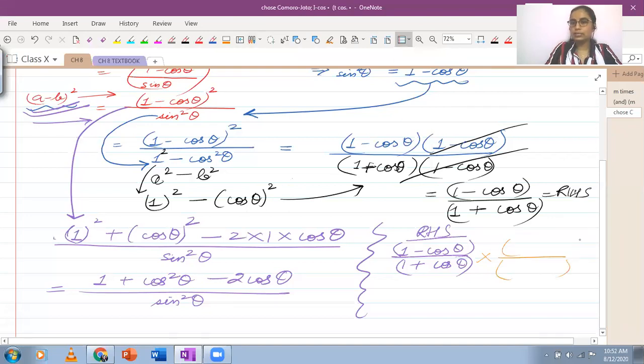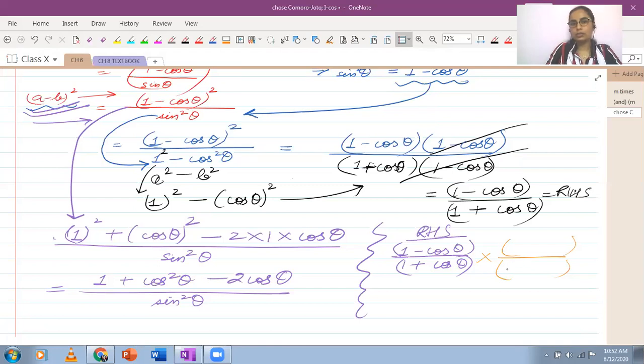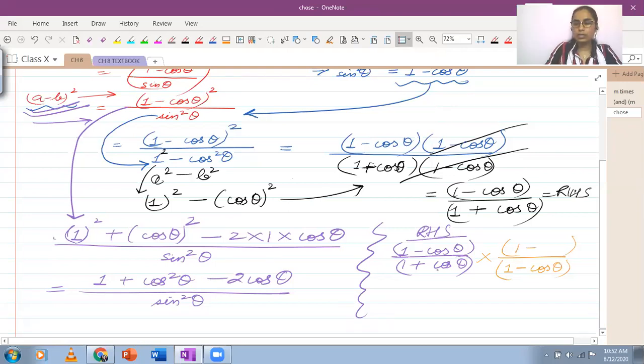Do you remember rationalization? Yes, ma'am. So how do we rationalize? Can anyone tell me how we rationalize? Multiply the denominator to the numerator. And with the sign changed. That's right, that's right. Denominator का sign change किया और उससे हम multiply कर देंगे numerator denominator दोनों को. Now at this point, can you see, are we reaching somewhere?